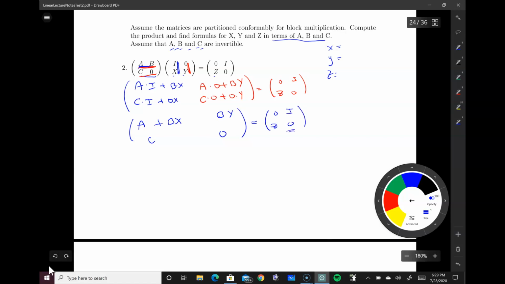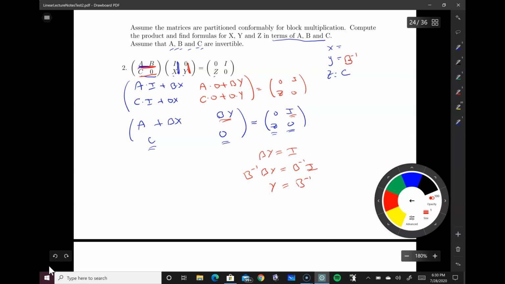All right, so this 0 equals 0. That's a good thing. And here I have that Z equals C. So I've got one done already. All right, so let's look at this equals this. So I have BY equals I, and I know I can multiply on the left by B inverse. So multiplying on the left by B inverse gives me Y equal B inverse.